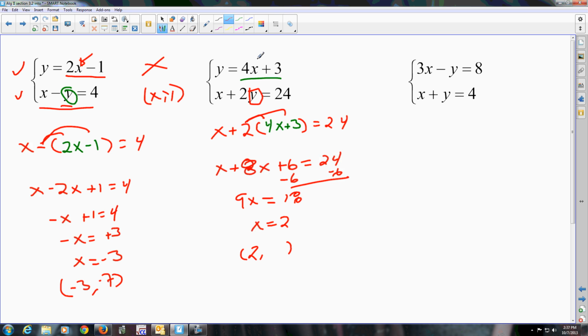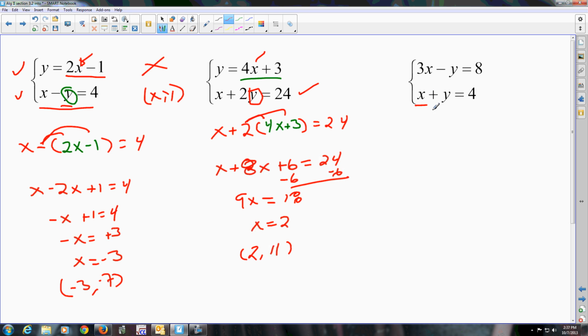Take the 2 and fill it in, easiest in this one, 8, 11. Again, you could check by filling it into the other one to see if it worked, by filling it in right there. Once again, it's your call.